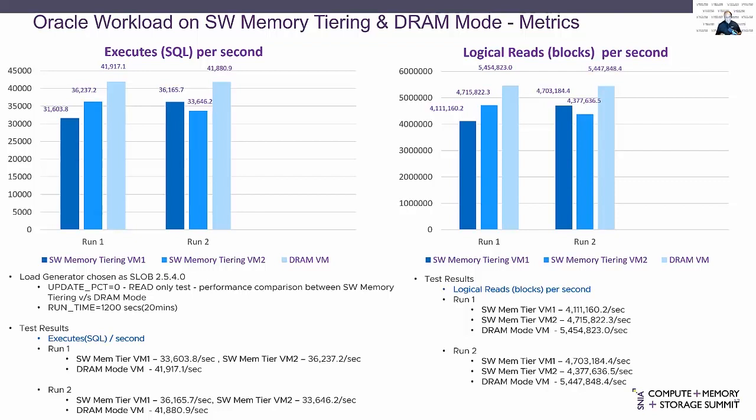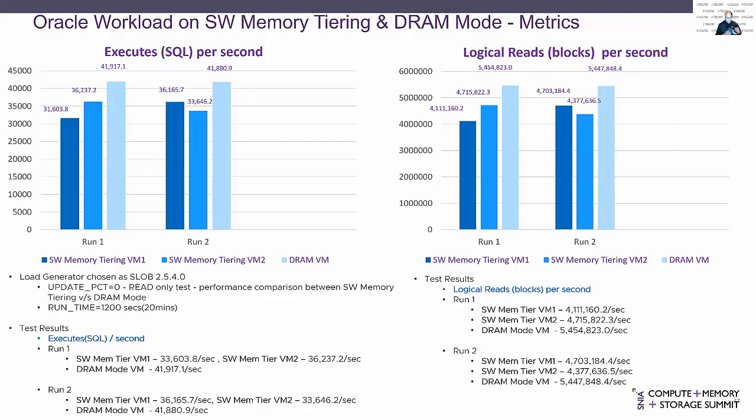As compared to, let's say, the DRAM mode virtual machine, where we were only able to generate 41K per second. We had a second run, and on the second run, we again saw that the aggregate for both the virtual machines on the software memory tiering server was close to 69K per second. The DRAM mode virtual machine clocked at 41K per second.